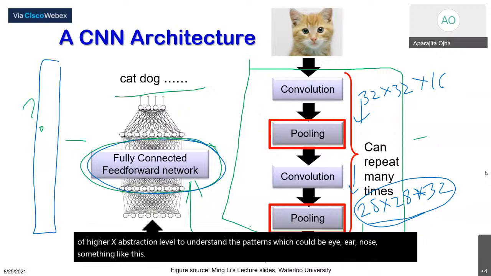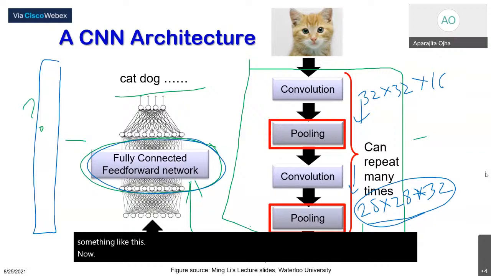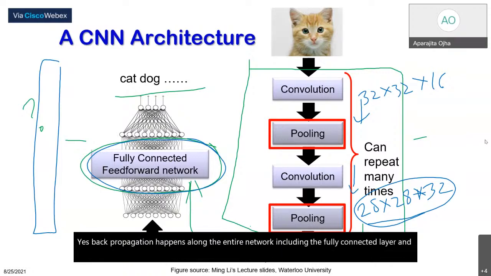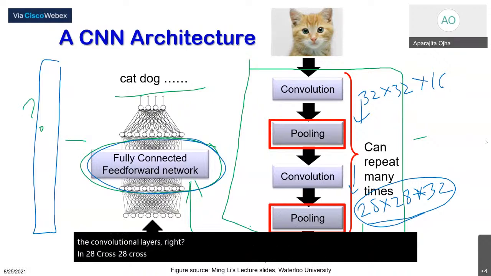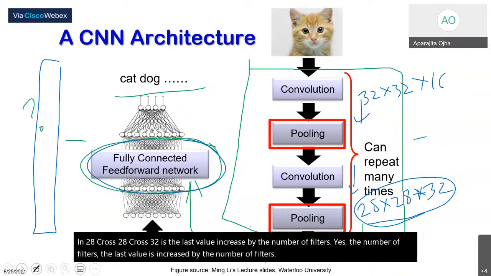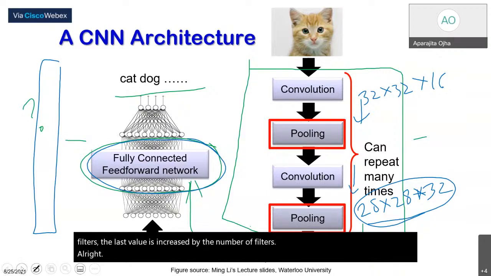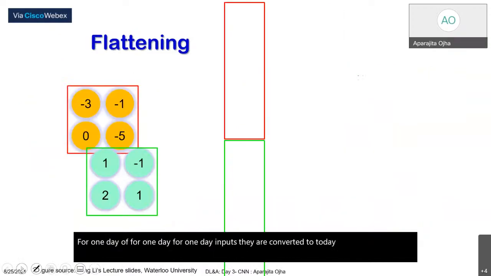Yes, backpropagation happens along the entire network, including the fully connected layer and the convolutional layers. In 28 cross 28 cross 32, is the last value increased by the number of filters? Yes, the last value is increased by the number of filters. All right. For 1D inputs, they are converted to 2D inputs, and then features are extracted.